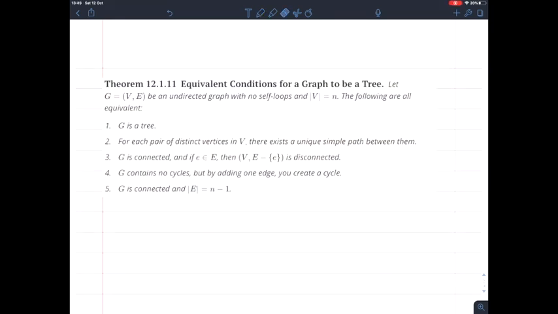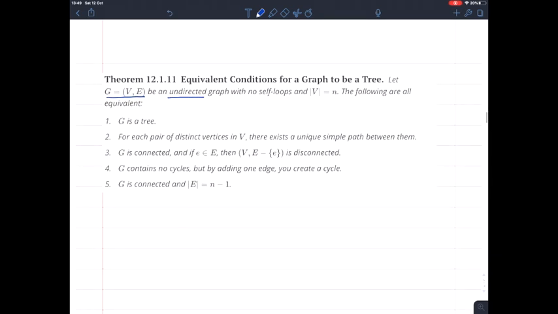So now that we have some intuition about trees, it's going to be useful to have different ways of computing whether a given graph is a tree or not. And we're going to actually look at 5 different ways of saying that G is a tree. So we're going to start off with saying we have a graph which has a vertex and an edge set. We're making sure that it's undirected and it has no loops. And it also has n vertices because the size of the vertex set is n. So this is saying we have n vertices.